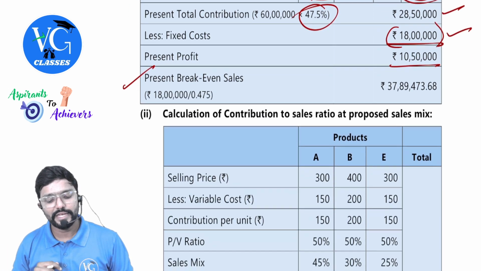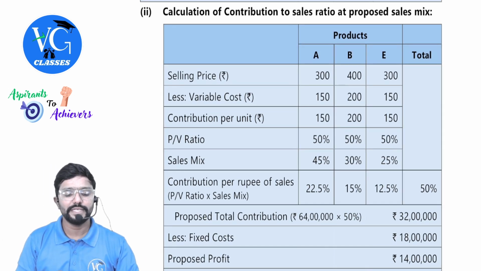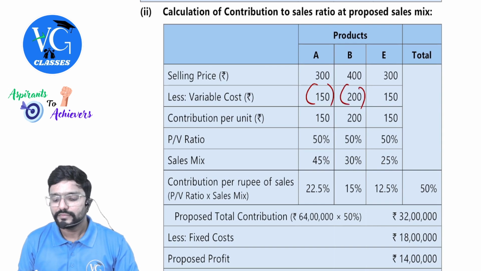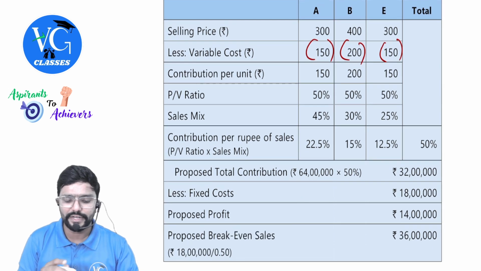Okay, then coming to the proposed. Same calculation, only the numbers will change. Selling price minus variable cost, you will calculate contribution per unit. Then the PV ratio. Better to show how you derive it.